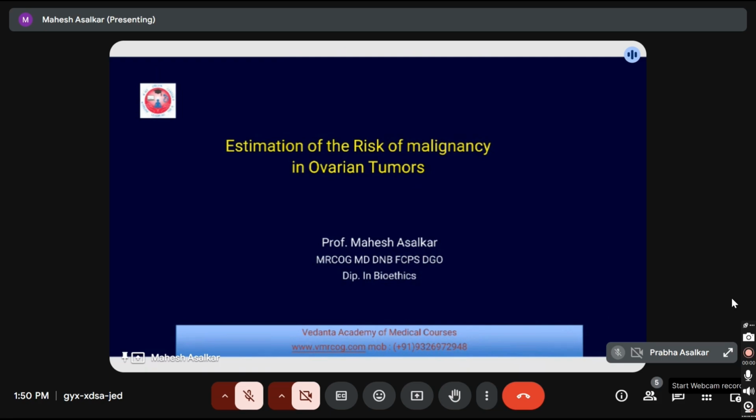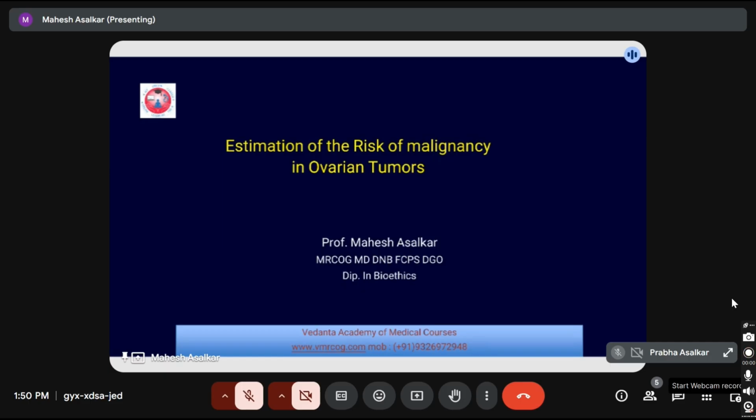So today's second topic is estimation of the risk of malignancy in ovarian tumors. This topic is very important from an examination point of view, because there will always be an SBA asking you to calculate the risk of malignancy index, RMI. How to calculate that RMI, we are going to see. There are always one or two questions asked on this topic, so concentrate well.